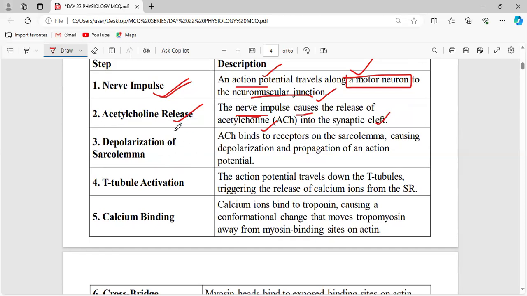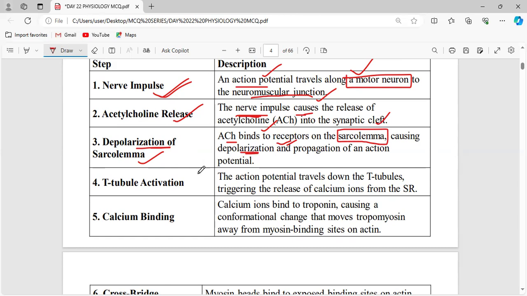When this acetylcholine has been released, it causes the depolarization of the sarcolemma. You should know that depolarization causes an increase in positive potential. We have discussed all this well in the nervous system. Now, what happens to this acetylcholine? It binds to the receptors present in the sarcolemma. Immediately once acetylcholine binds, it causes depolarization of that membrane.